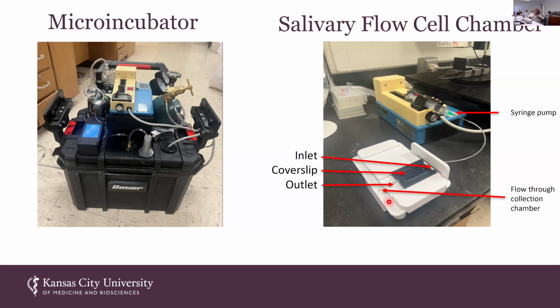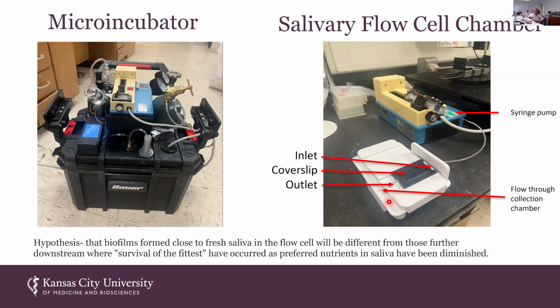In the long term, we do plan on following through with our hypothesis, which was that biofilms formed close to fresh saliva in the flow cell chamber would be different from those further downstream, where survival of the fittest would have occurred, as preferred nutrients in saliva would have been diminished. Here we took out the cover slip and observed it under an upright microscope, which is shown in this next slide.